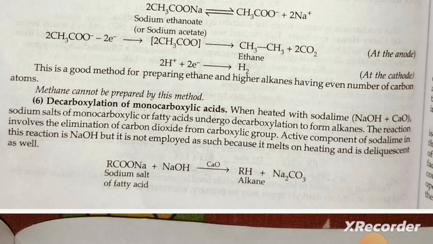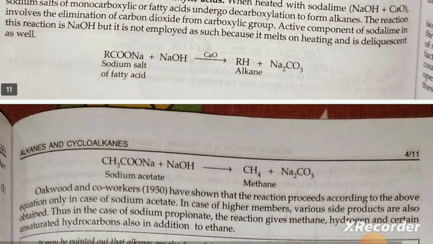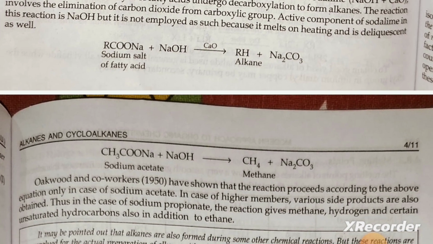The active component of soda lime in this reaction is NaOH, but it is not employed as such because it melts on heating and is deliquescent as well. Sodium salt of fatty acid plus NaOH in the presence of CaO gives rise to alkane plus Na2CO3. For example, sodium acetate plus NaOH gives rise to methane plus Na2CO3.